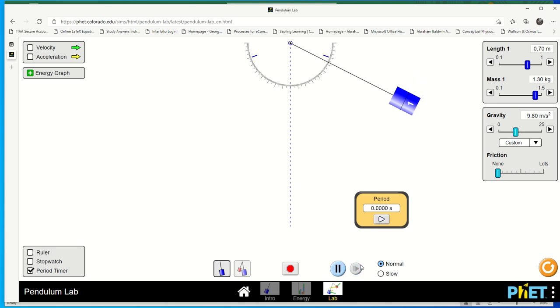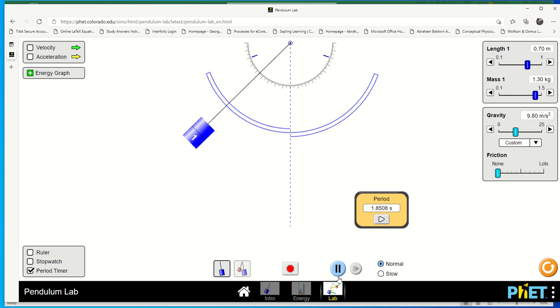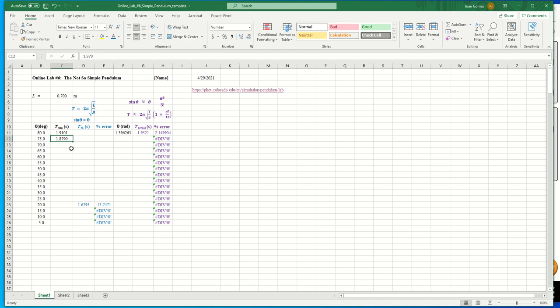Go ahead, start the period timer. We're done. 1.8508. I mean, you get the idea. It's not rocket science. 1.8508, etc. So I would get all your simulation periods first. Then go ahead, take this formula, and just copy it down.